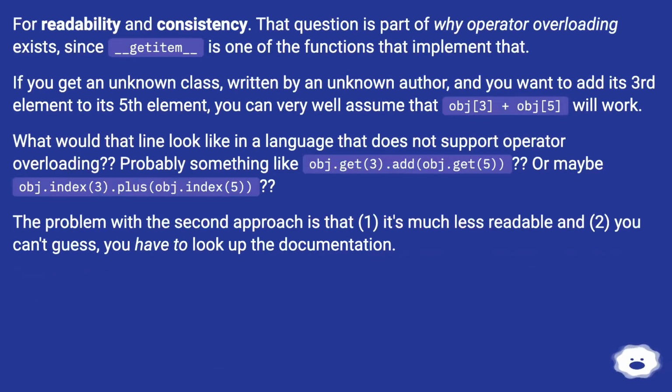For readability and consistency. That question is part of why operator overloading exists, since __getitem__ is one of the functions that implement that. If you get an unknown class, written by an unknown author, and you want to add its third element to its fifth element, you can very well assume that obj[3] + obj[5] will work. What would that line look like in a language that does not support operator overloading? Probably something like obj.get(3).add(obj.get(5))? Or maybe obj.index(3) + obj.index(5)?